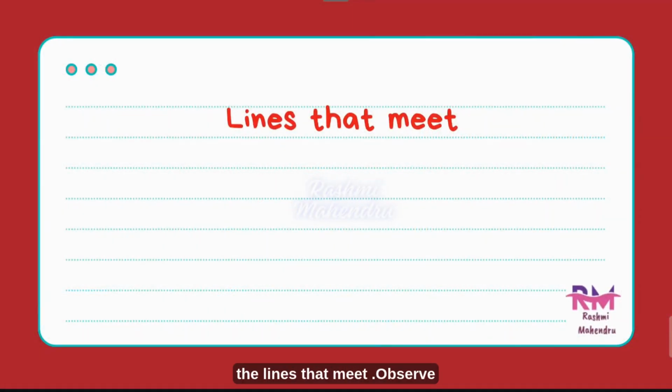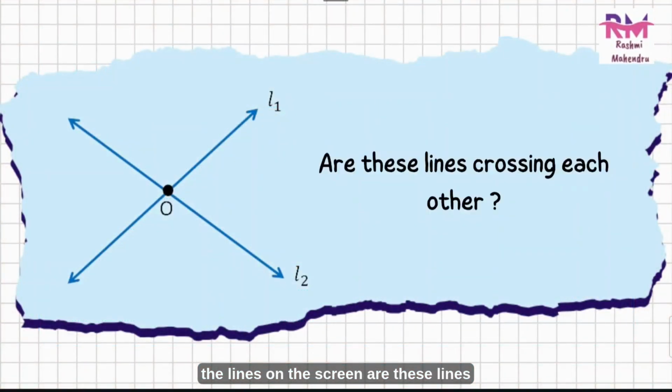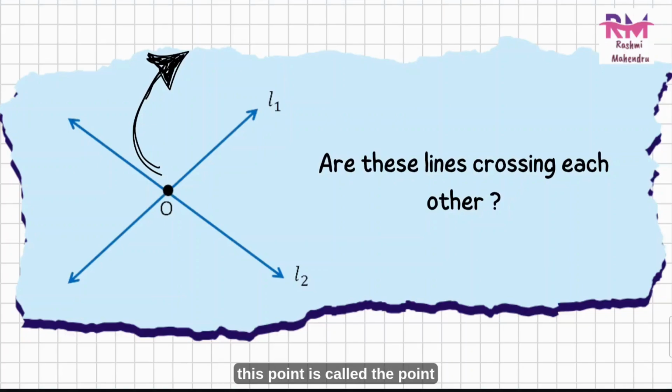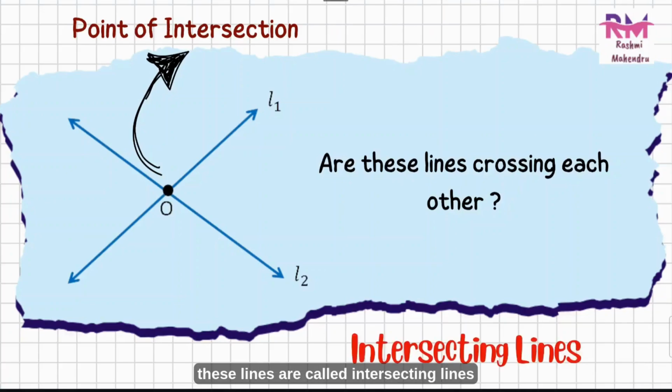So, the lines that meet. Observe the lines on the screen. Are these lines crossing each other? They are, and the point at which they intersect or meet is labeled as O. This point is called the point of intersection, and these lines are called intersecting lines.